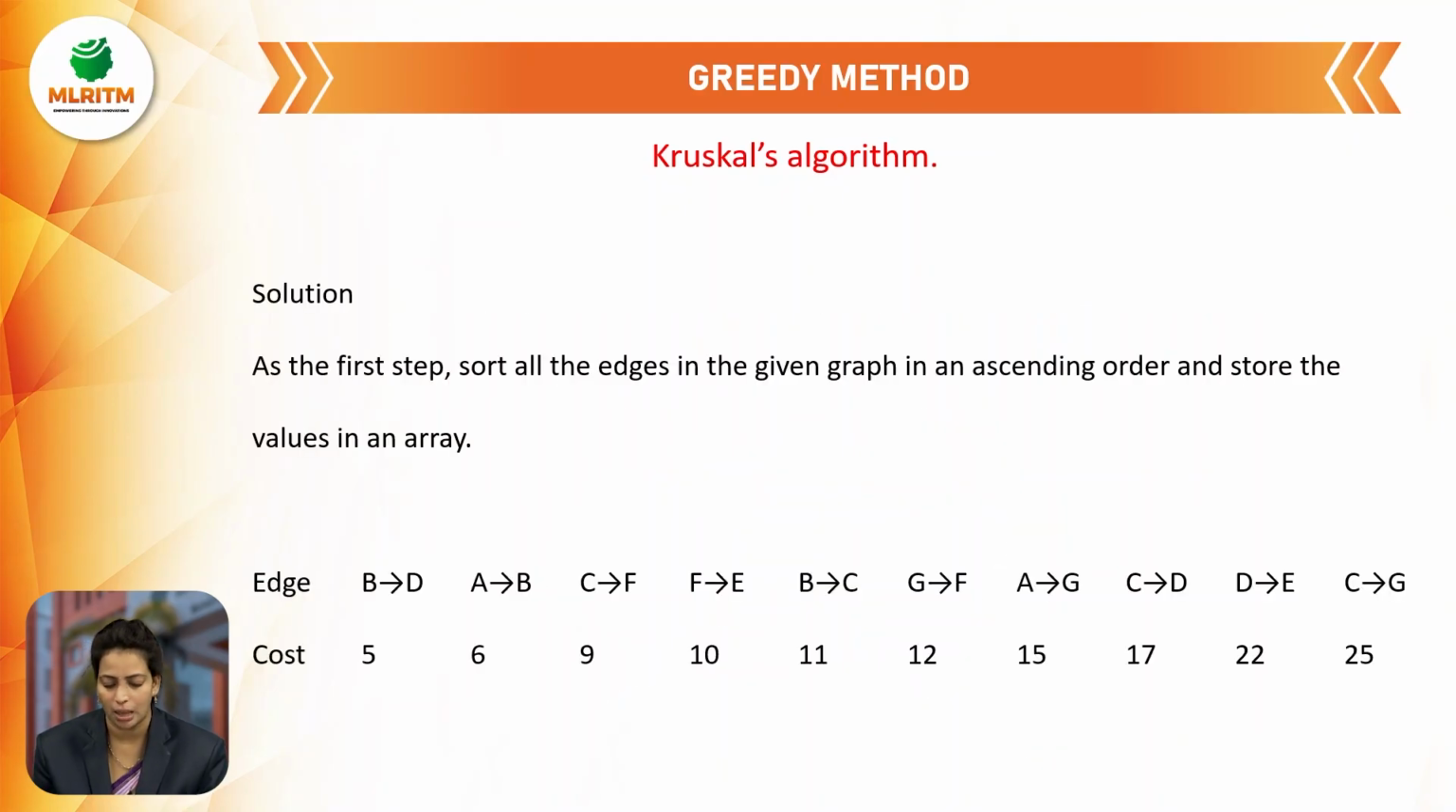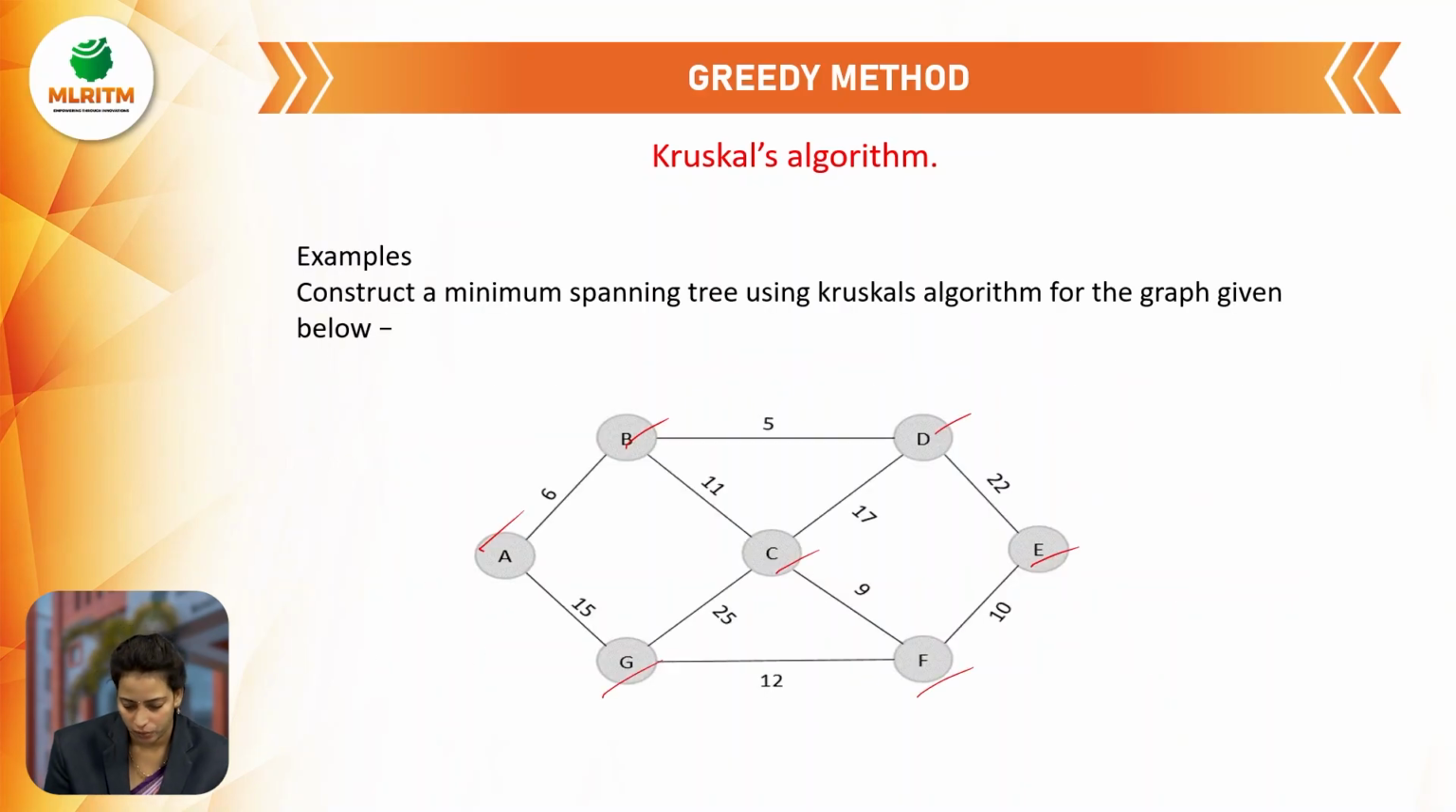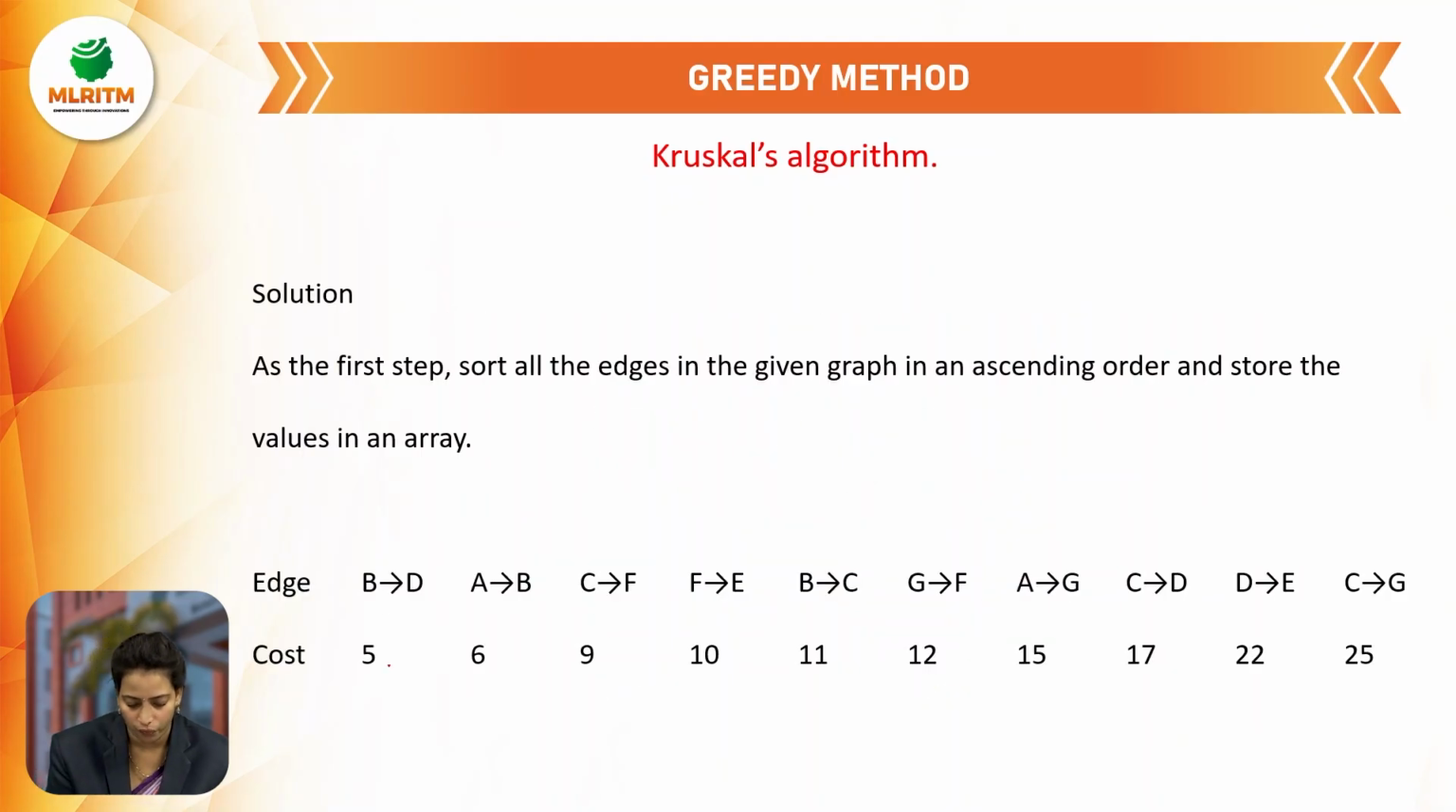So in this example, the first step is to sort all the edges based on which order? Ascending order. Ascending order means increasing order, right? So first, is 1 there? No. Is 2 there? No. Is 3 there? No. Next, is 4 there? No. Next, 5 is there. So B to D. What is the weight of B to D? 5, right? So B to D weight is 5.